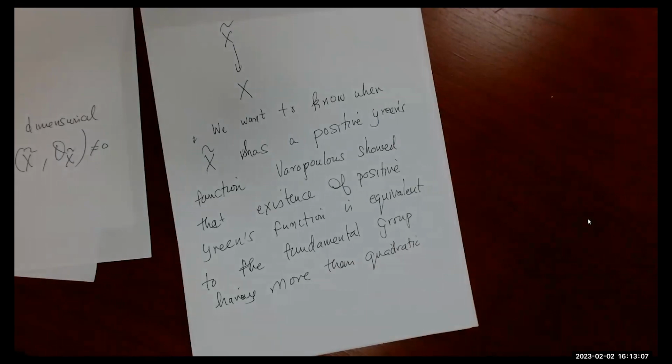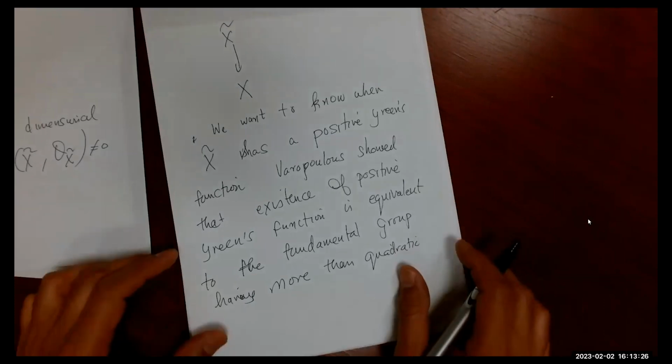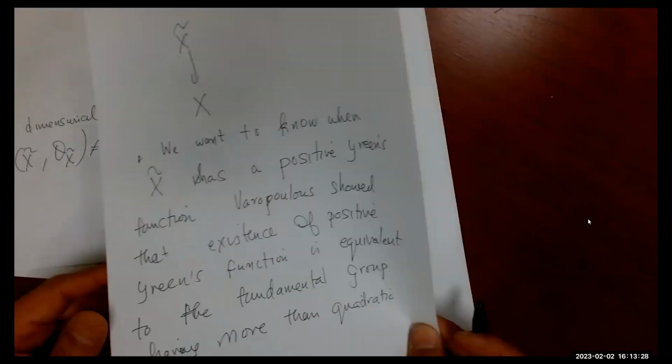So in the case the fundamental group has Z cross Z as a subgroup of finite index, then the universal cover essentially maps properly onto C. So that means we can just ignore that situation. So we look at the situation when we have a positive Green's function.